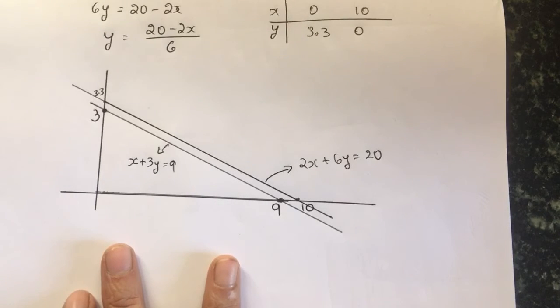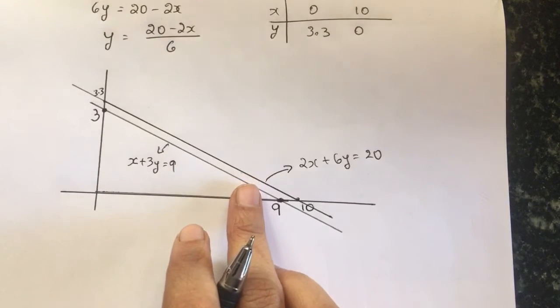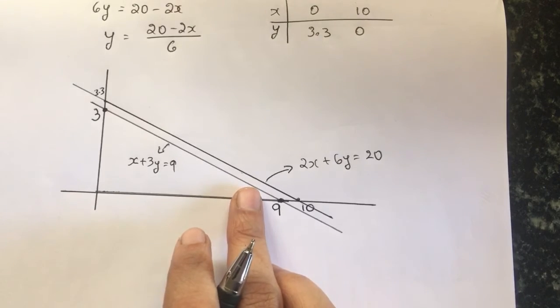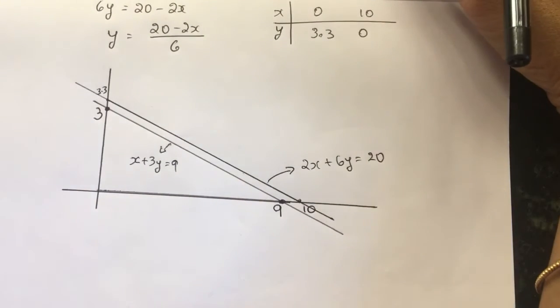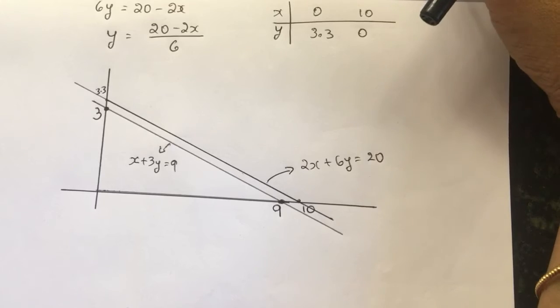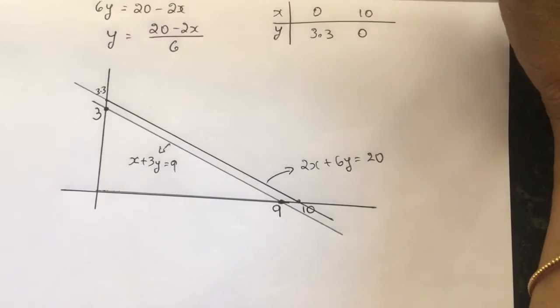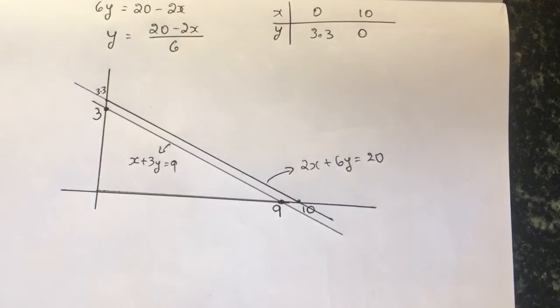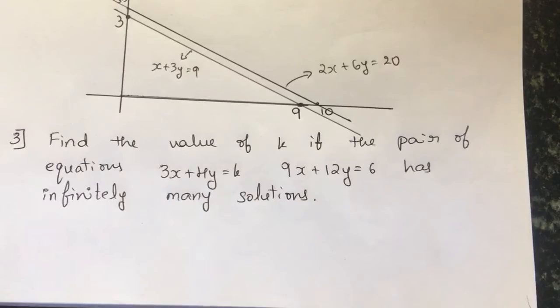to 20. In this case, you can observe that two lines are parallel. When they are parallel, there is no solution and the system is inconsistent. Okay, you can try by yourself. I'll go for the next problem.